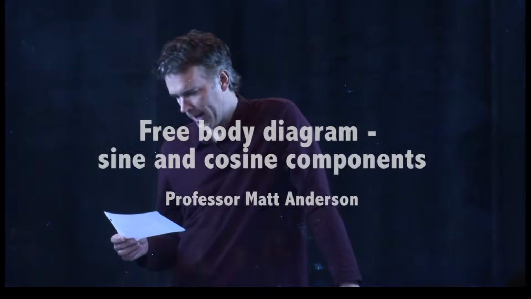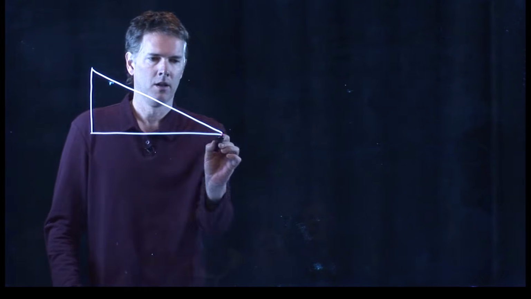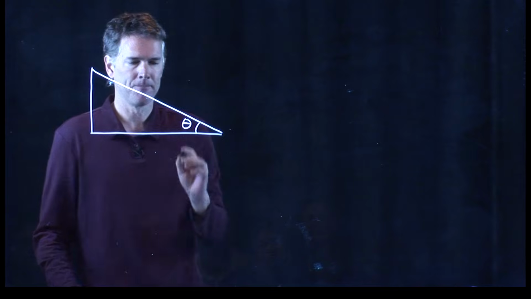Can you please go over how to correctly draw a free body diagram into sine, cosine components? Excellent question. This is something that a lot of students struggle with, breaking down the free body diagram into sine and cosine components. So let's do it together right here.